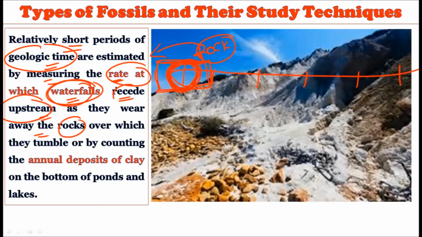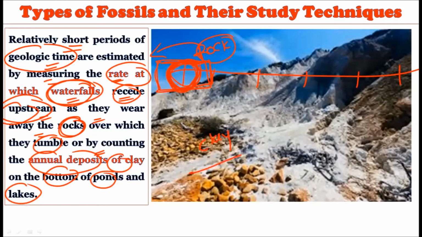Okay, waterfalls recede upstream as they wear away the rocks over which they tumble, or we can count the annual deposits of clay on the bottom of ponds and lakes. So depending upon how much clay is in the bottoms of the ponds and the lakes, we can roughly calculate the relatively short period on the geological time scale. This is because the amount of clay or rock removed by the running water is constant. We can actually calculate it, and so how much deposition of clay is in the bottoms of the lakes can give an accurate estimation of the age of the rock.